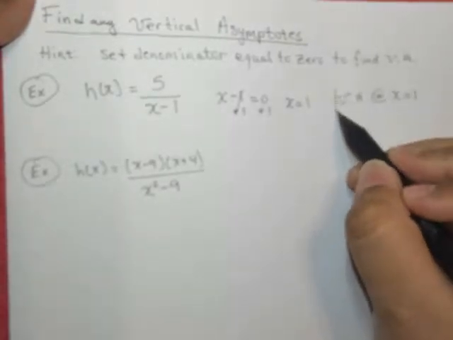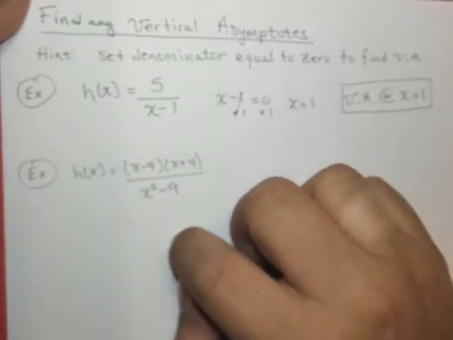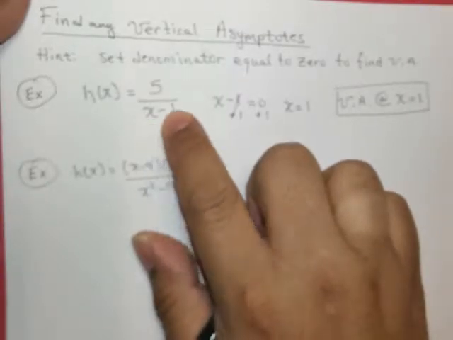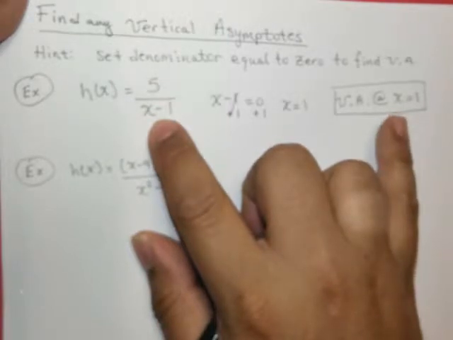Now let's think about this for a second. Why would the vertical asymptote be at x equals 1? Well, what happens when x equals 1? You would get 0 in the denominator. And consider the fact that you cannot divide by 0. Therefore, this creates an issue. That's why we have what's called vertical asymptotes.